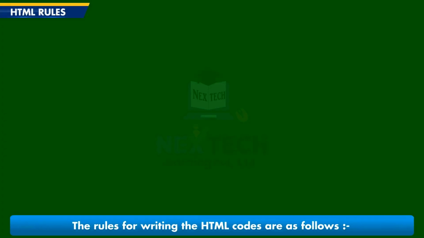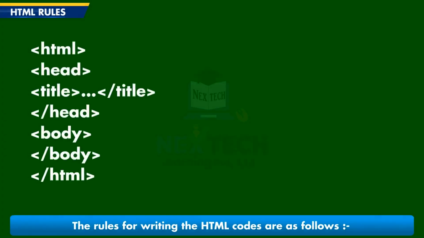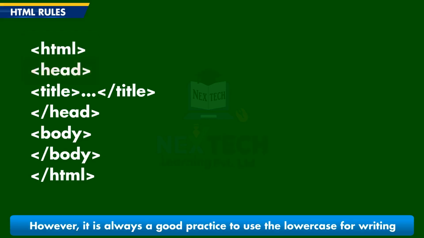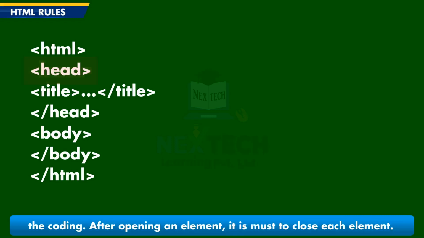HTML rules. The rules for writing the HTML codes are as follows. All the tags are enclosed within the angle brackets. For example, HTML, body, and so on. Tag names are not case sensitive. For example, the uppercase HTML tag is the same as the lowercase html tag. However, it is always a good practice to use lowercase for writing the code.